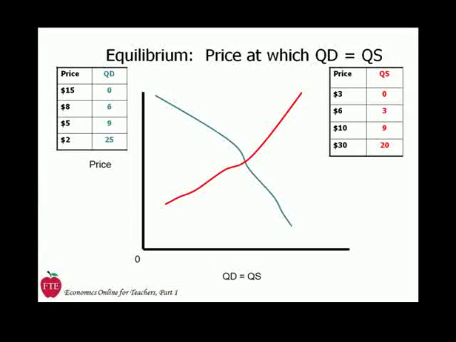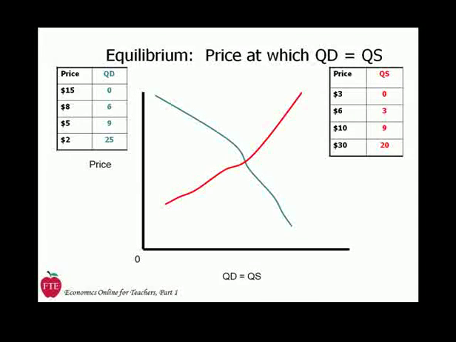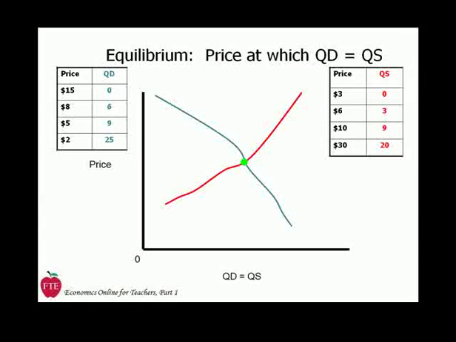We model the interaction between suppliers and demanders that allows markets to work by overlaying our supply and demand schedules or by putting our supply and demand pictures on the same graph. The point at which the curves intersect is the equilibrium point, and from that point we can read first the equilibrium price, and next the equilibrium quantity.